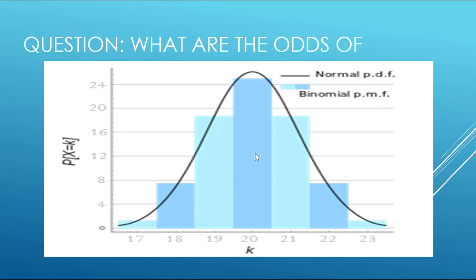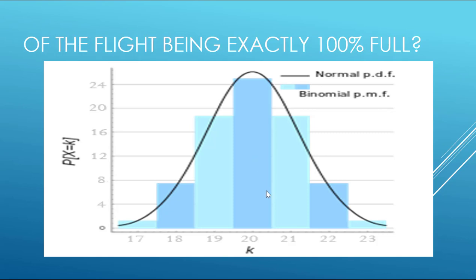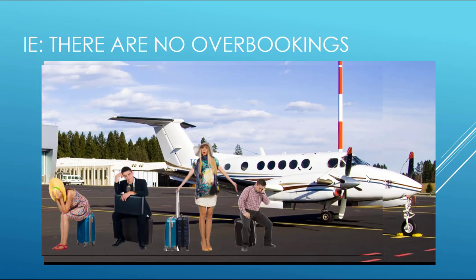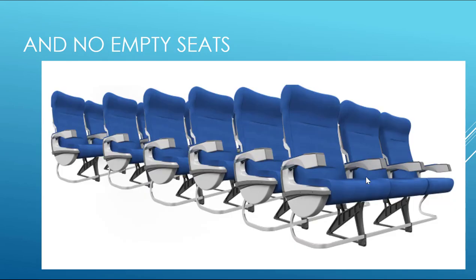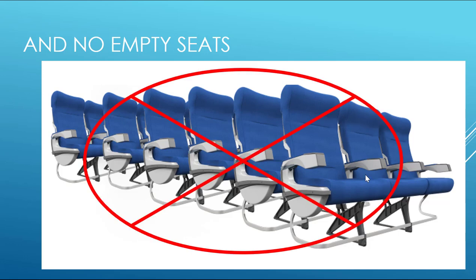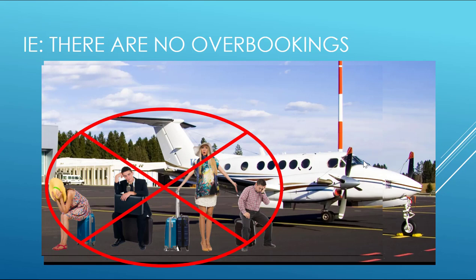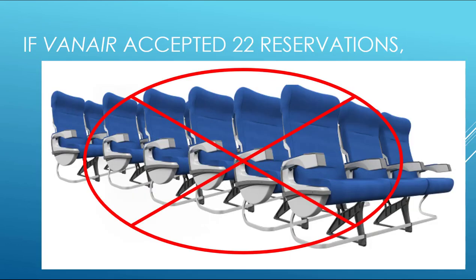So first question, what are the odds of the flight being exactly 100% full, of having room for 18 people and exactly 18 showing up? That is the ideal. We want the flights to run close to capacity without being overbooked. So exactly 100% full, there'll be no overbookings. Okay, and no empty seats. So we'll be at capacity, and there'll be no unhappy people, right? So that's the ideal. What are the odds of that happening with the numbers that we've chosen?